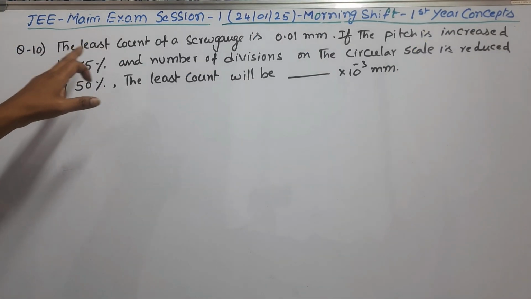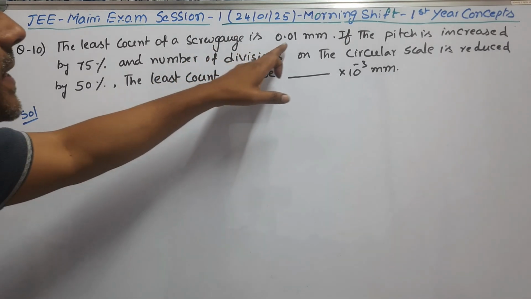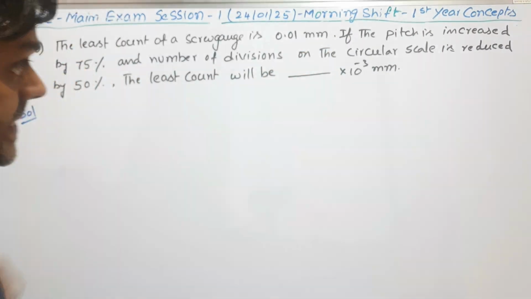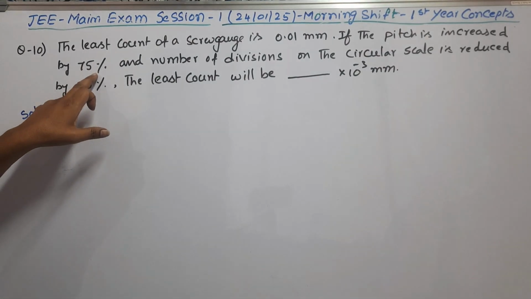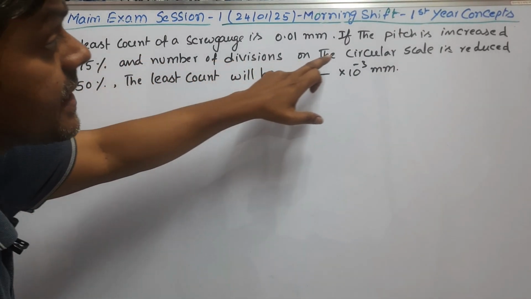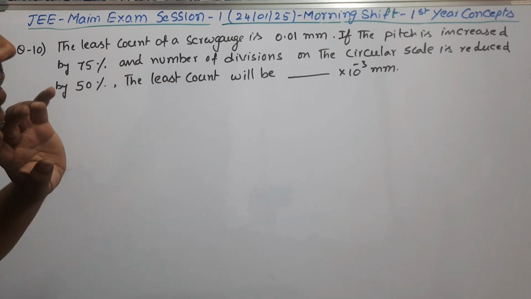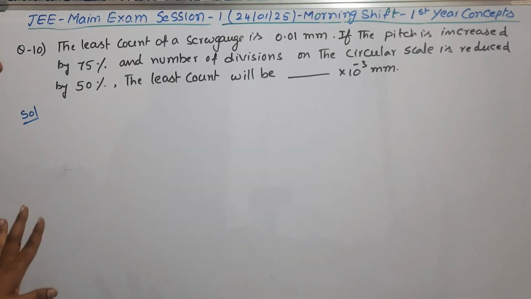The 10th question: the least count of a screw gauge is 0.01 millimeter. If the pitch is increased by 75% and the number of divisions on the circular scale is reduced by 50%, what will the new least count be?